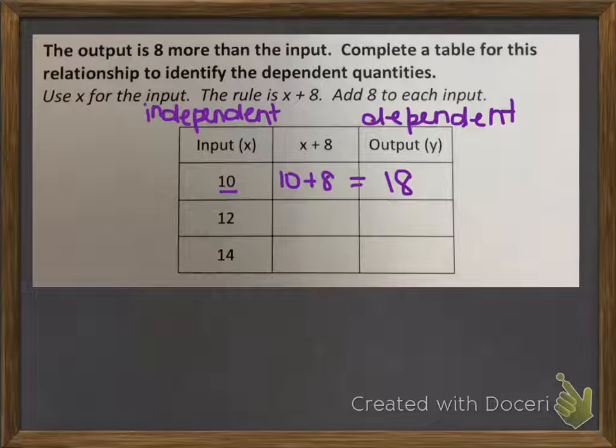I can do the same thing, but with 12 as my input. So if 12 equals x and x plus 8 is going to give me my answer, then I would do 12 plus 8 to equal 20. Why don't you go ahead and try the last one on your own, and we'll check in class tomorrow.